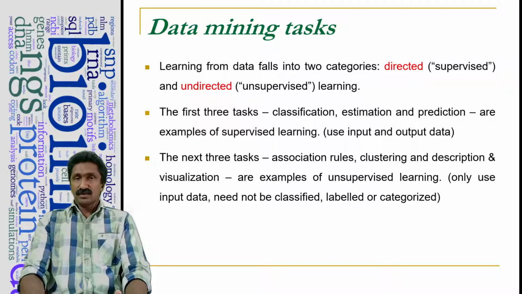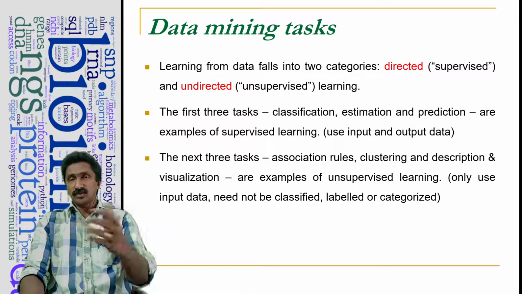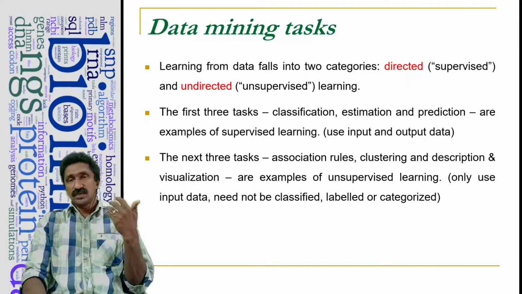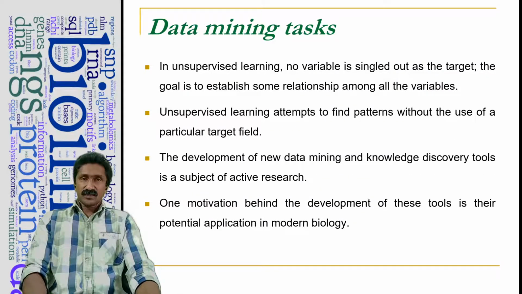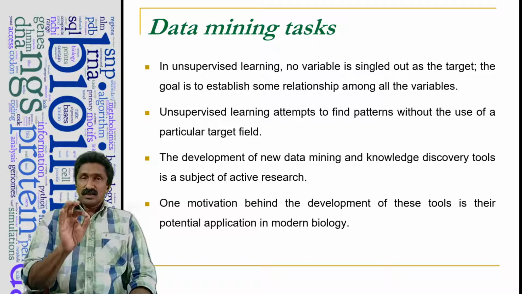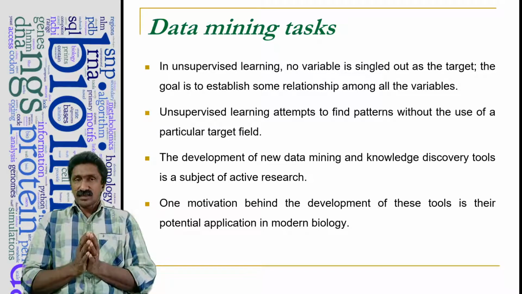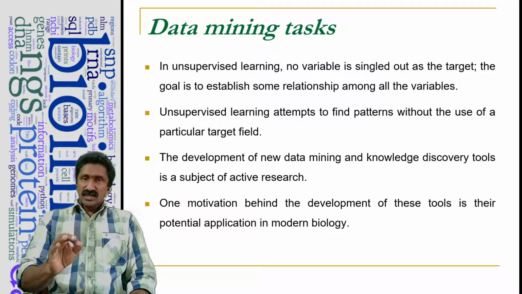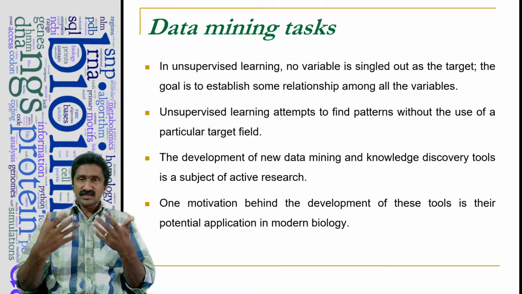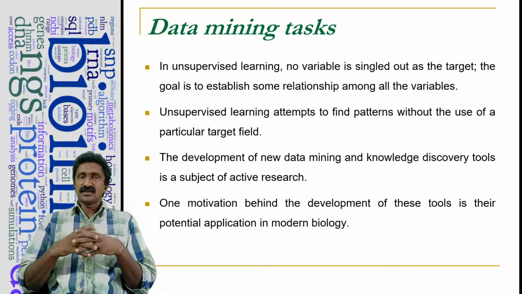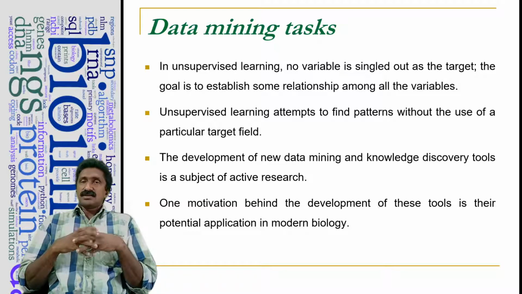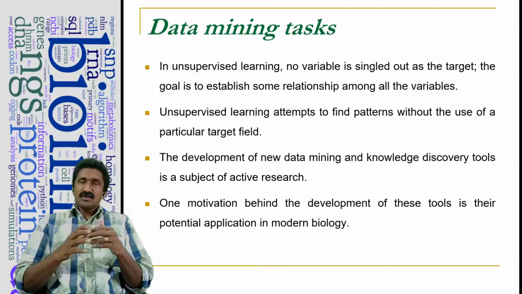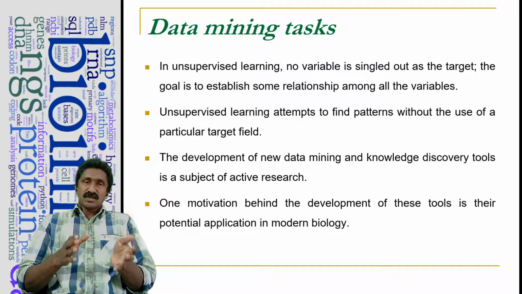Whereas the previous one, where we have both input and output data available, like classification, estimation, and prediction, belongs to directed or supervised learning. Now, in unsupervised learning, no variable is singled out as a target. The goal is to establish some relationship among the variables. Unsupervised learning attempts to find patterns without the use of a particular target field, and the development of new data mining and knowledge discovery tools is a subject of active research. One motivation behind the development of these tools is their potential application in modern biology.